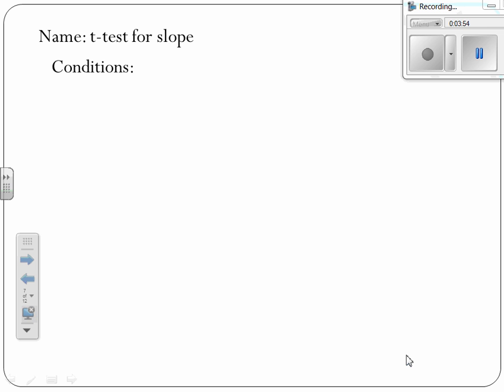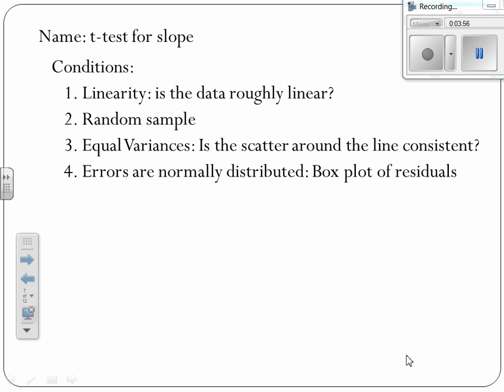So the t-test for slope, here are our conditions. We want to make sure our data is linear. If we have a quadratic looking set of data, there's no point in running a test for slope. We can tell that that's not linear. So if it's roughly linear, let's move forward. Here's our randomness. And then these last two, the equal variances and errors are normally distributed. Really, what we would just want to make sure, if you remember back about this stuff too, residual plot, if a residual plot looks good, then that tells us, hey, linear is probably a good fit for this model.